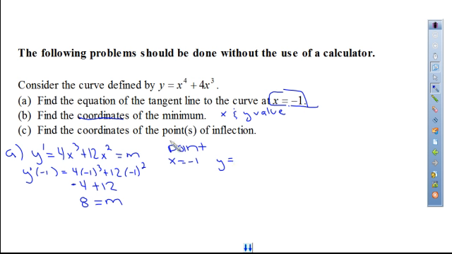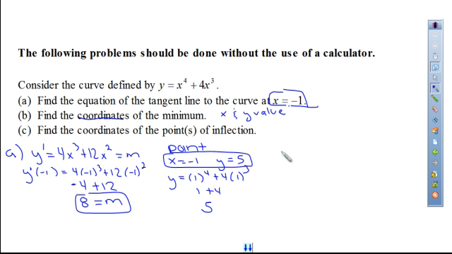So to find y, I'm going to substitute it into my original equation. So I get 5. So I have my slope. I have my point. So now I can write my equation of my tangent line. So y minus 5 equals 8 times x plus 1.